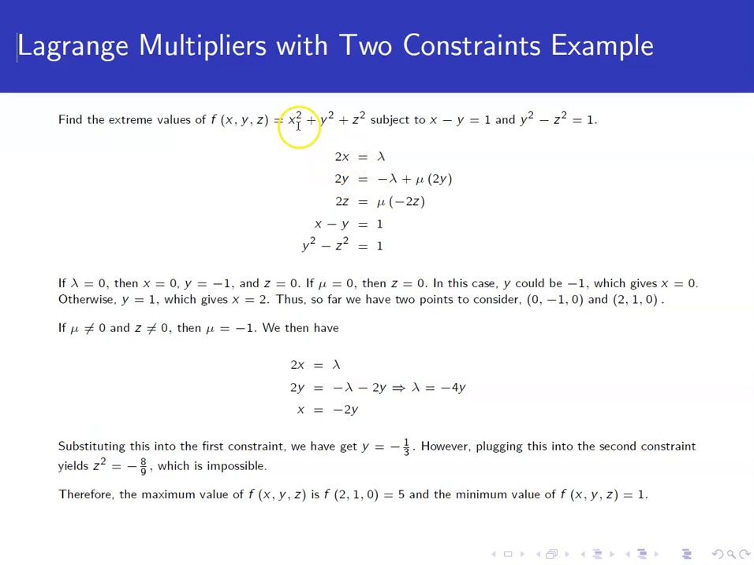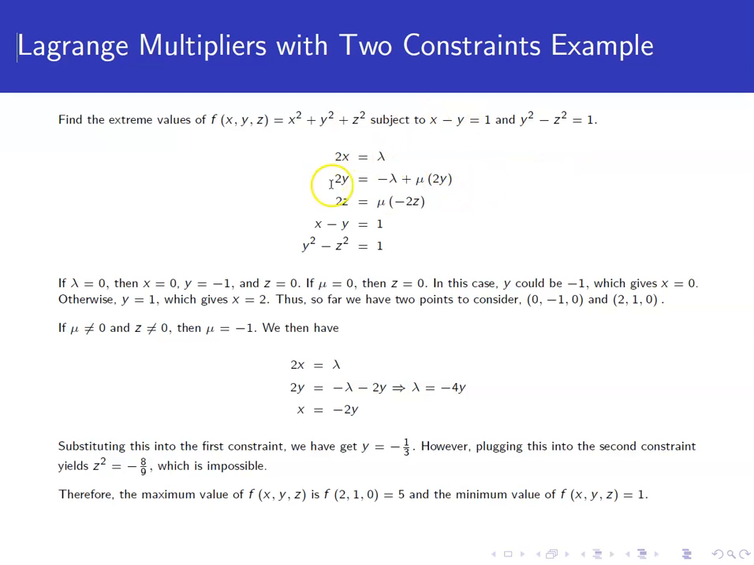So partial with respect to x for the f is 2x. For the first one, the partial is a 1. The second one, the partial is a 0. So we just get lambda times 1 for that first equation. For the second one, the partial with respect to y is 2y. In the other two, we get negative 1 for the first constraint and 2y for the second. So that's why we get negative lambda, because it's a constant times the first one, plus some other constant, a mu, say, times the other one. So we get negative lambda plus mu times 2y. Likewise, the last one, we get 2z equals mu times negative 2z, because that's coming out of the second constraint.